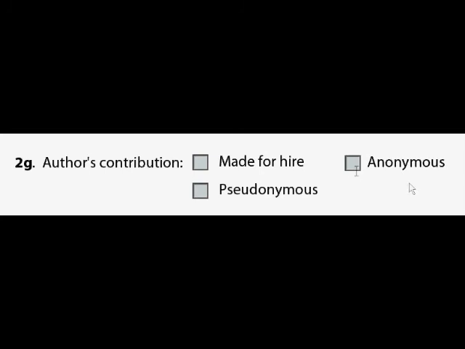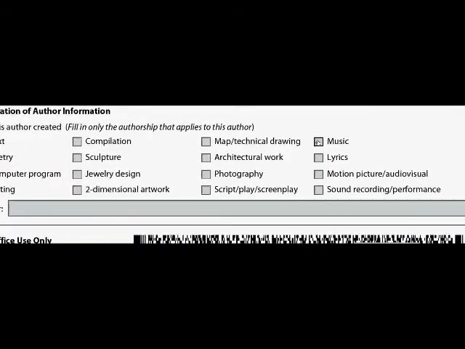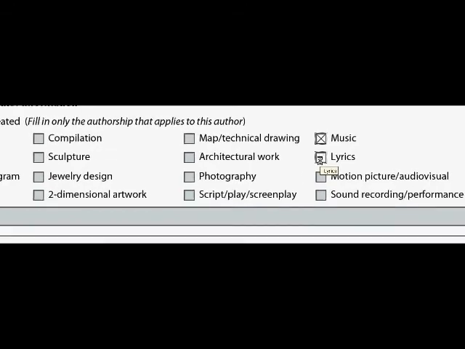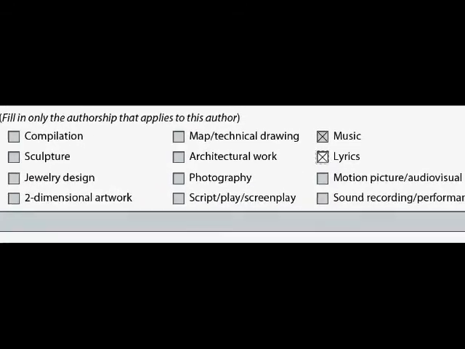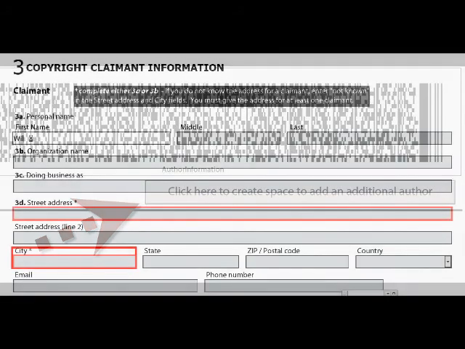Under Section 2H, you'll need to indicate the songwriter's contribution. Generally, that's lyrics or music or both. If there's more than one songwriter, click the button that says, "Click here to create space to add an additional author," and then enter the appropriate information.